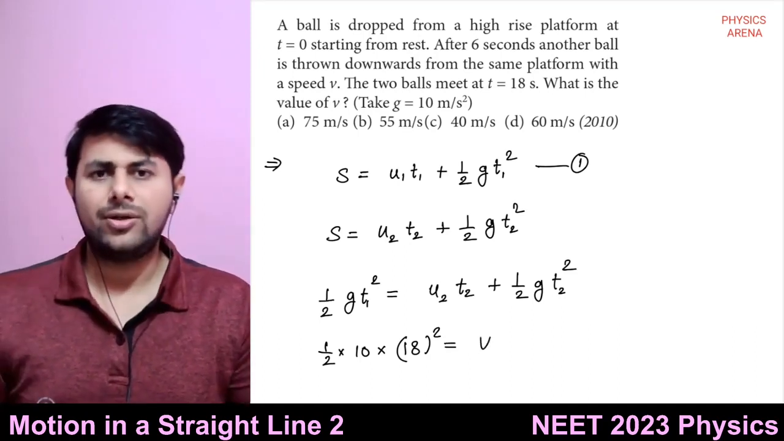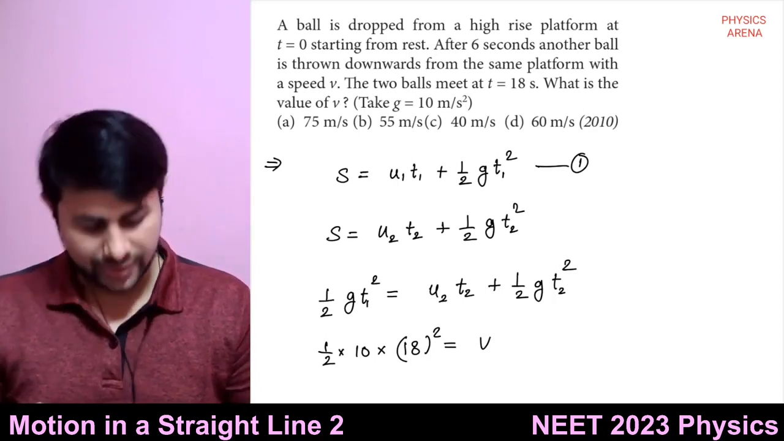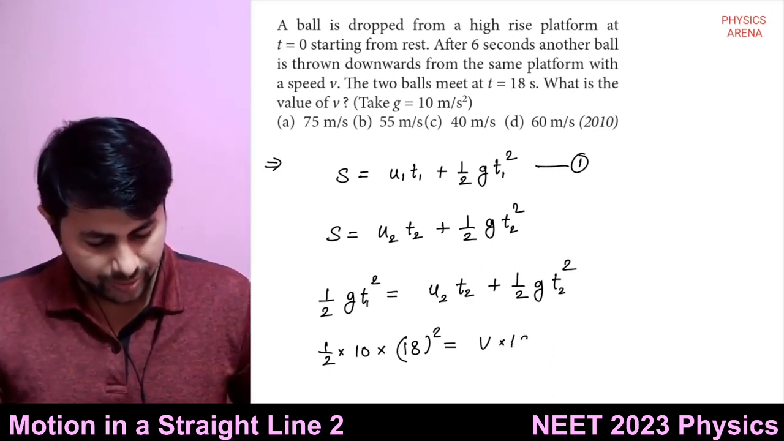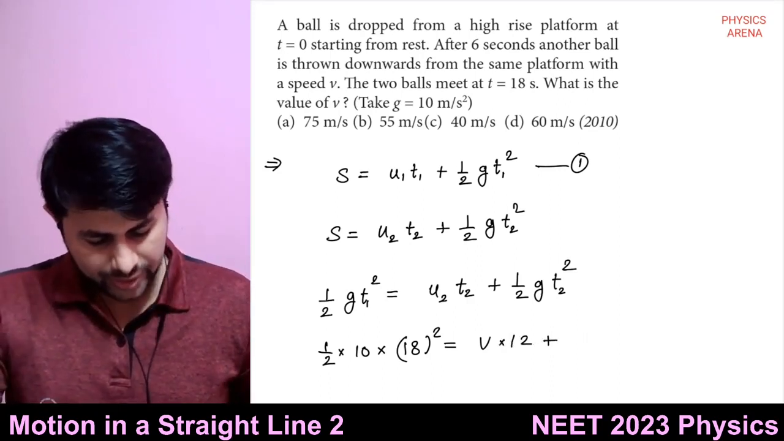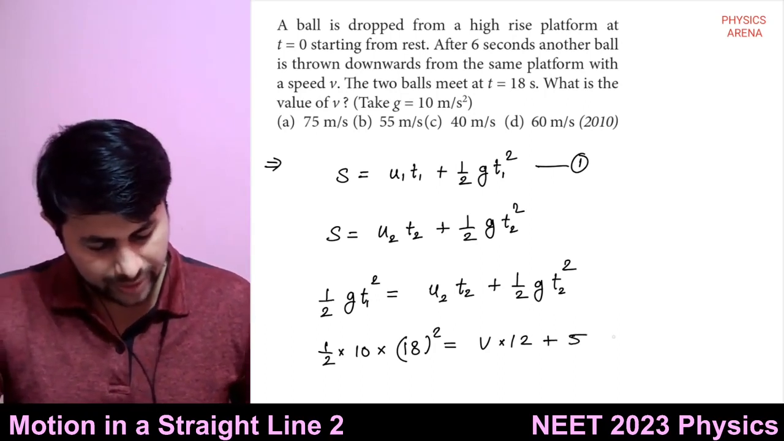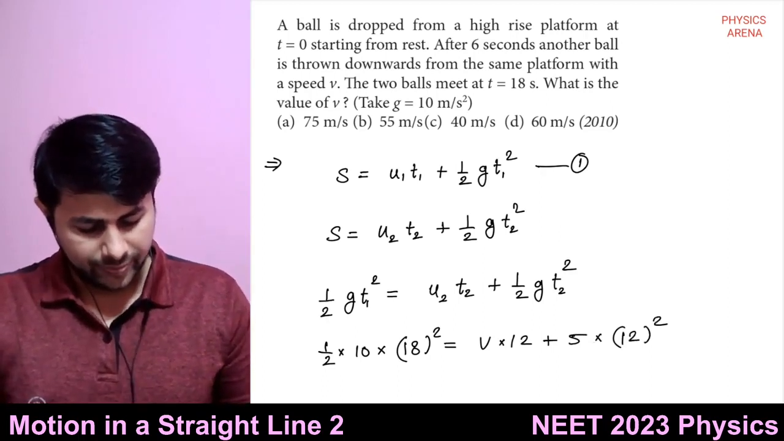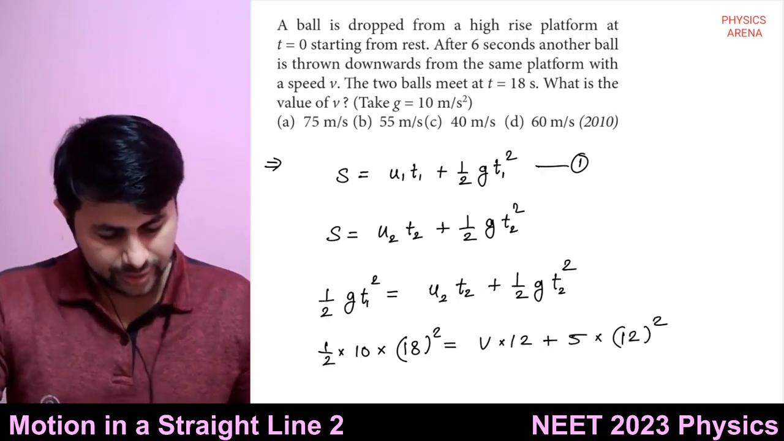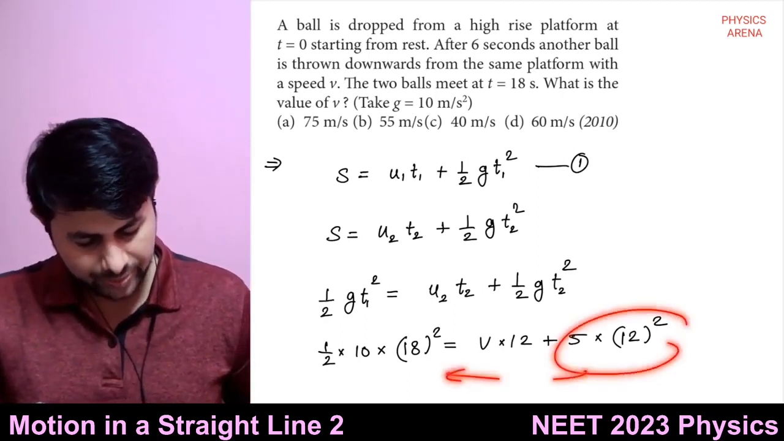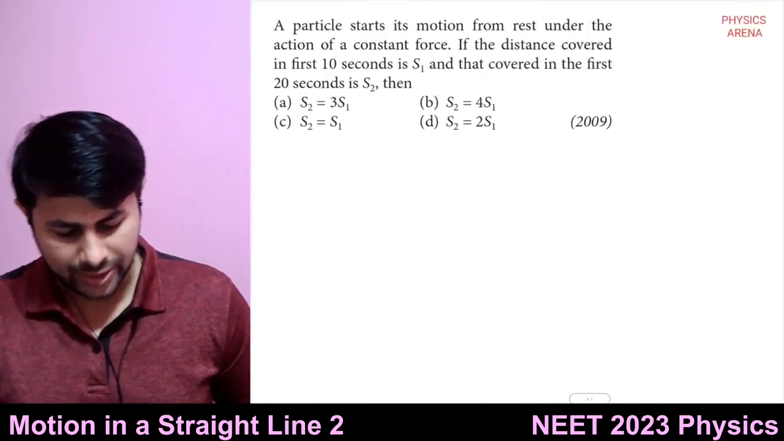Now the second ball is dropped after 6 seconds, so t2 is 18 minus 6, 12 seconds. So v multiplied by 12 plus half of g, which is half of 10, 5, multiplied by t2 square, which is 12 square. Right. And now this is very simple. So let's move this on the left hand side. 5 we can take common. It is 18 square minus 12 square.